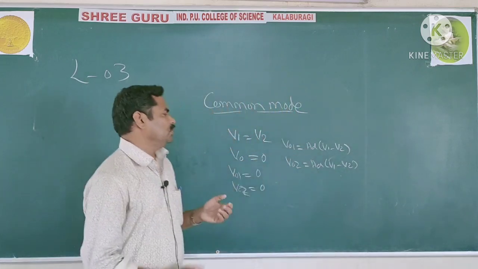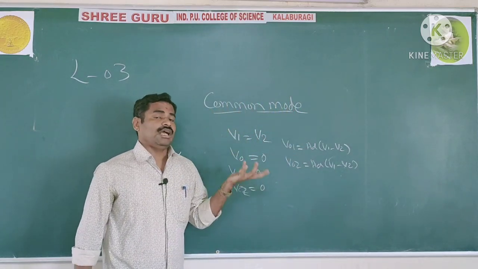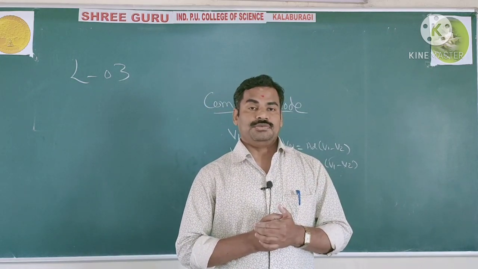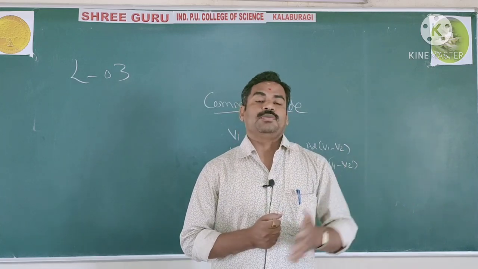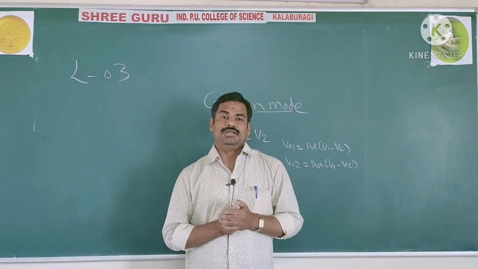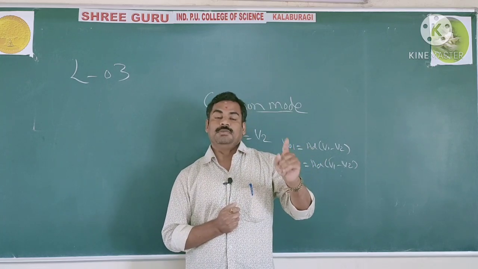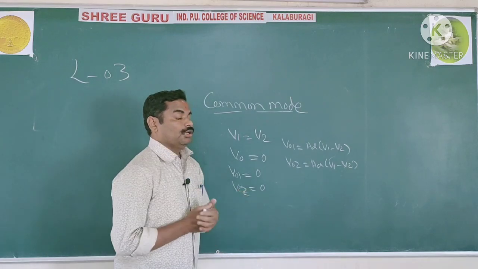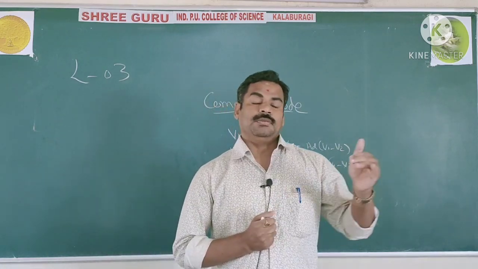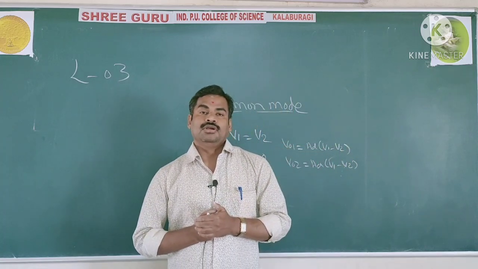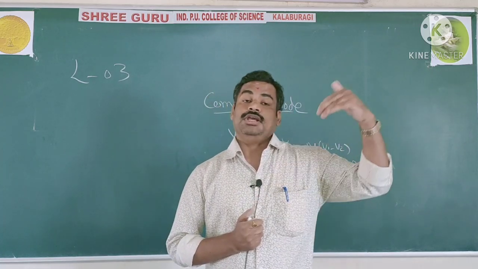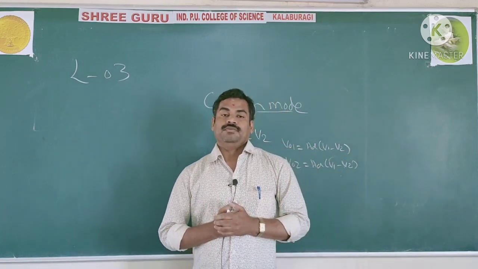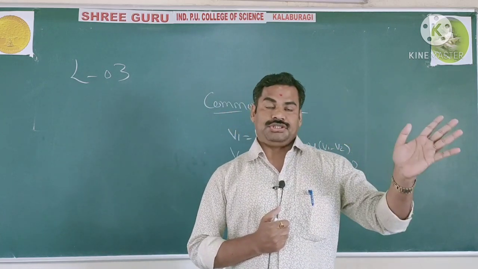And an important thing is that if you apply the superposition theorem, and it is not possible to apply both the inputs simultaneously, we consider only one input and one output. If you apply the common mode signal to the inputs of a differential amplifier, the outputs V01 and V02 are in the opposite phase.